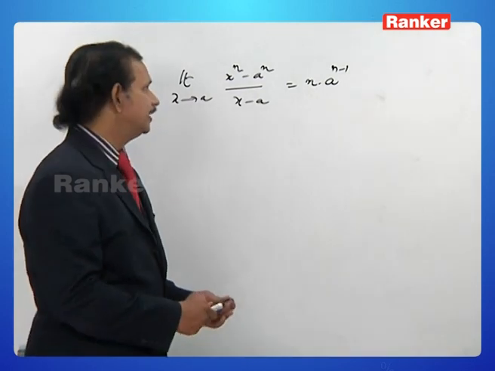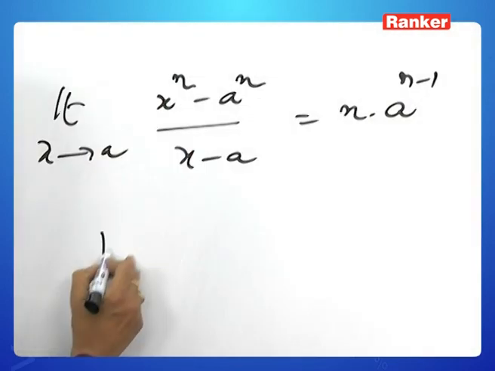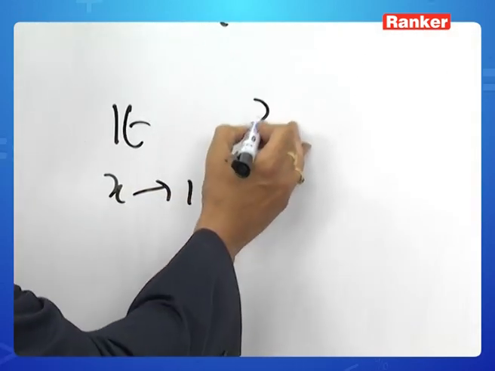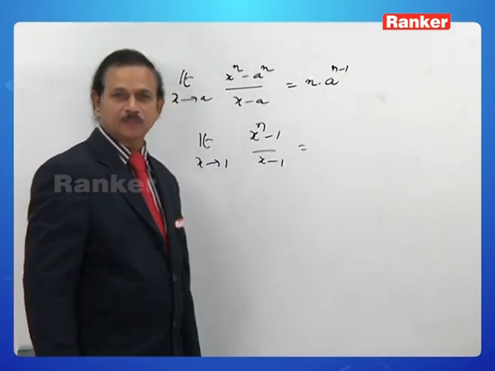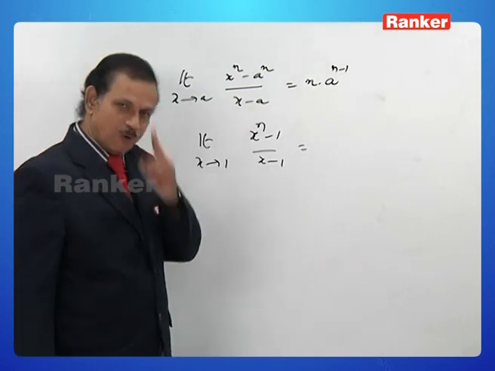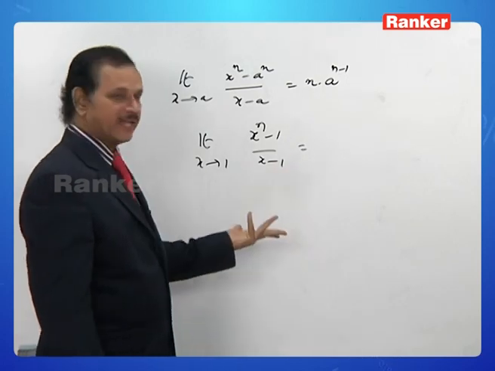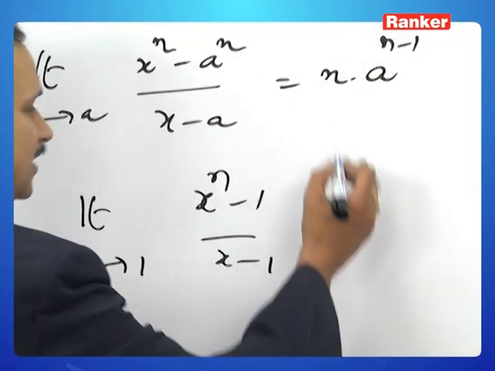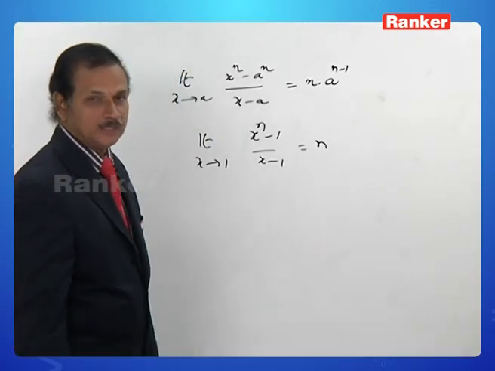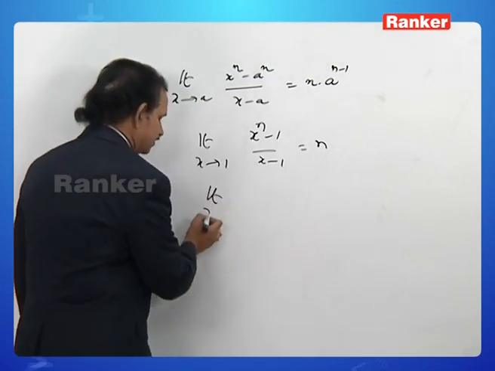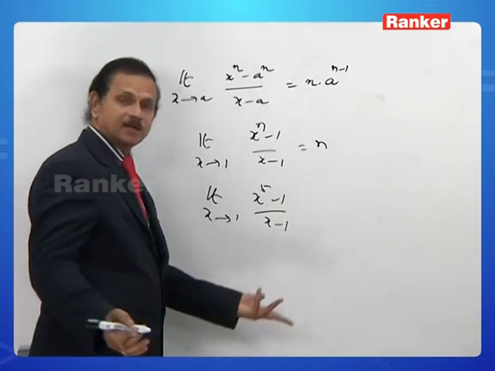Yes, let us see the applications of this formula. Saying limit as x tends to 1. What can it be? In the place of a, we have 1. A power n, 1 power n is 1. As x tends to a, x tends to 1. And in the place of a, we have 1. 1 power n minus 1 is 1. So limit as x tends to 1, (x power 5 minus 1) by (x minus 1). What is that? 5.